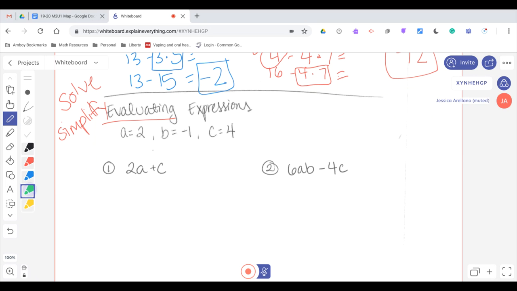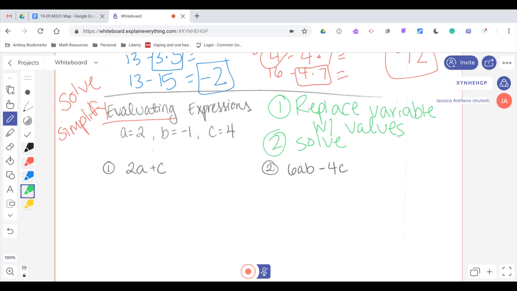Okay. So step 1, we're going to replace the variables with their values. And step 2 is just to simplify or solve. So number 1 here, I have 2a plus c, and up here they tell me that a is 2 and c is 4. So I'm going to write 2, and then in place of a, in a parenthesis, I'm going to put another 2, because that's what a equaled, plus c, which is 4.